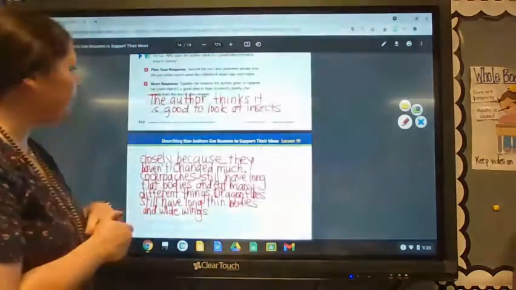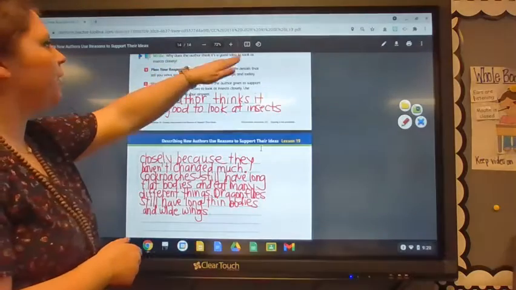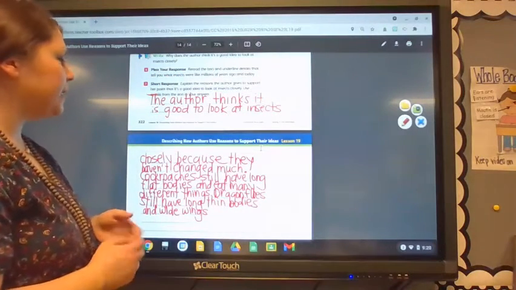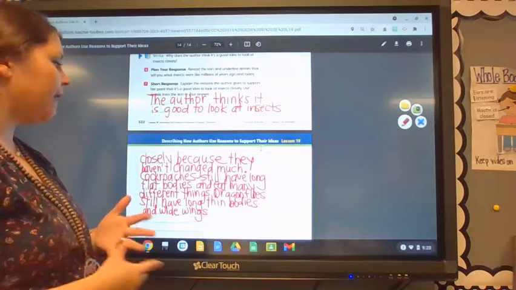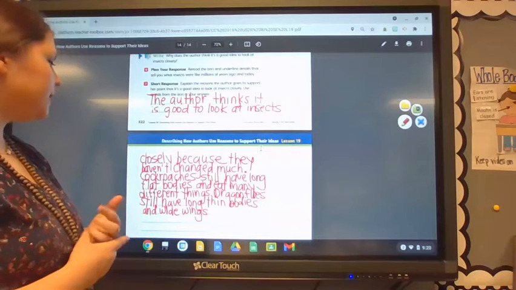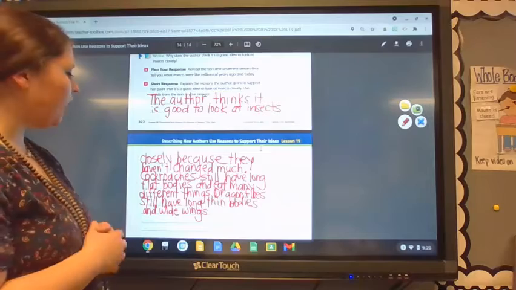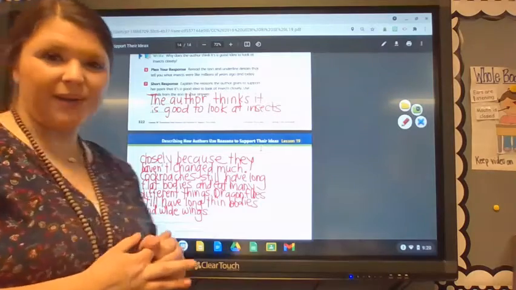Let's go back and reread and make sure we answered the question, why does the author think it's a good idea to look at insects closely? The author thinks it's a good idea to look at insects closely because they haven't changed much. Cockroaches still have long, flat bodies and eat many different things. Dragonflies still have long, thin bodies and wide wings.